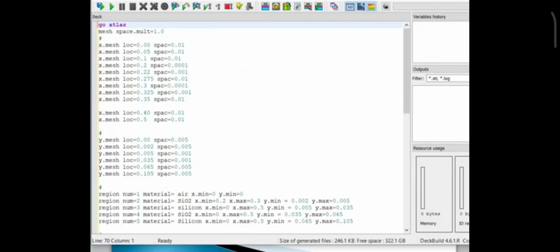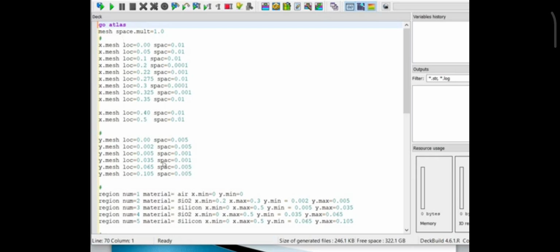This is my code. If you want to understand the writing of the code in Silvaco, please go to my last video. The name of the video is Silvaco TCAD tutorial for design of SOI MOSFET. You can also copy the same code and run it on Silvaco to find the same result. This is my code. Go Atlas.